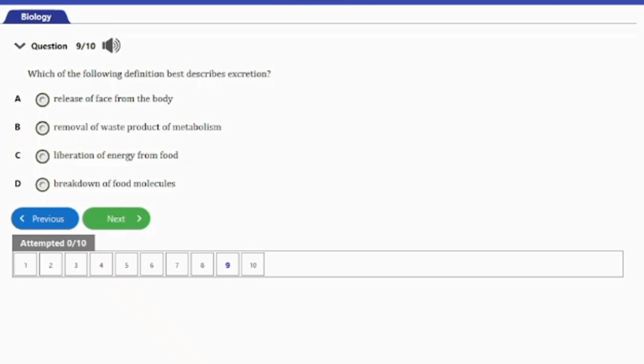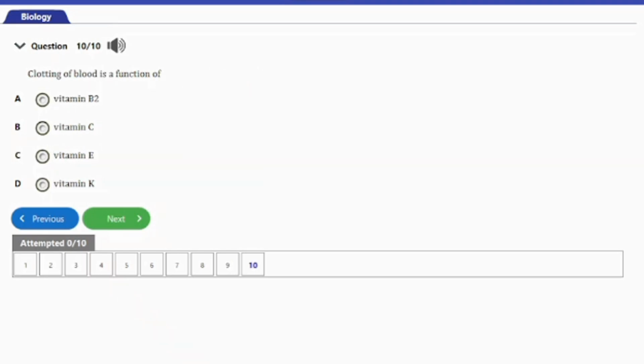Question number 9 here, and it says, which of the following definitions best describes excretion? A. Release of feces from the body. B. Removal of waste products of metabolism. C. Liberation of energy from the food. D. Breakdown of food molecules. So guys, the answer to this question is option B here, and that's removal of waste products of metabolism. So that's it for that question. Let's go ahead and consider the next and the last question here.